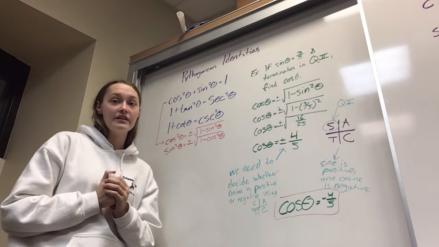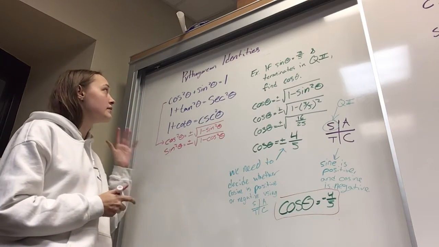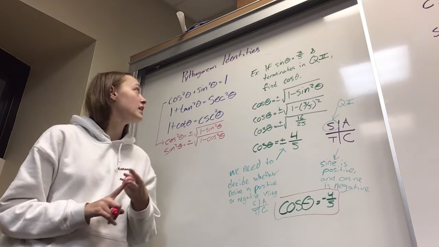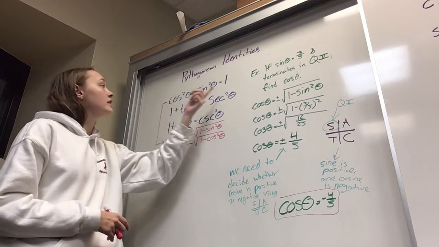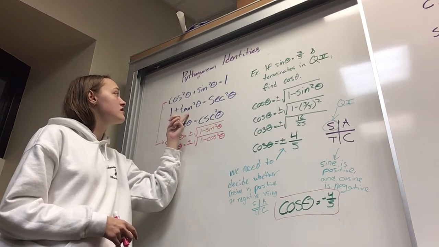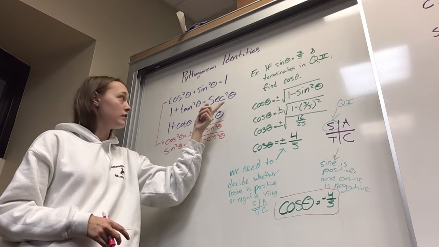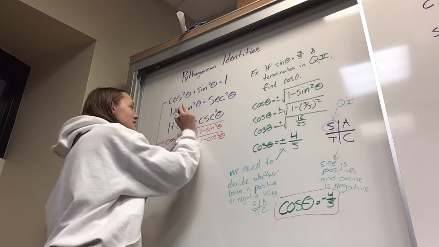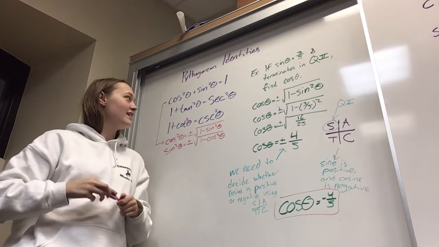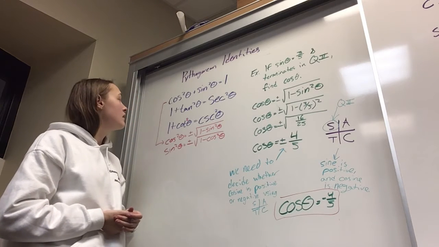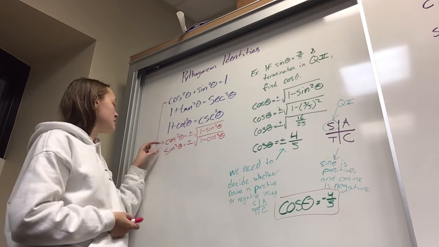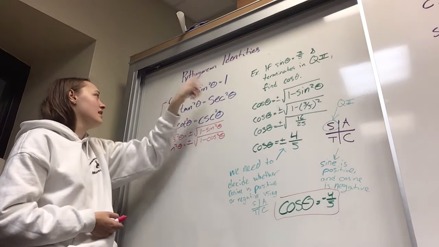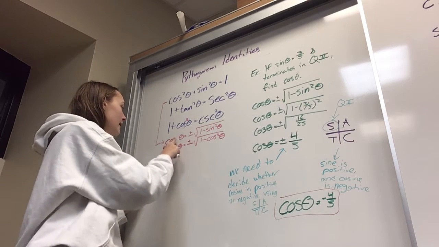These are the Pythagorean identities. It looks like a lot, but it's really not. It's just like the Pythagorean theorem, but with sine and cosine. So cosine squared plus sine squared equals 1. 1 plus tangent squared of theta equals secant squared of theta. And 1 plus cotangent squared of theta equals cosecant squared of theta. And then these 2 at the bottom are just different forms of this one. You know, I subtracted the sine, like square rooted it and all that.